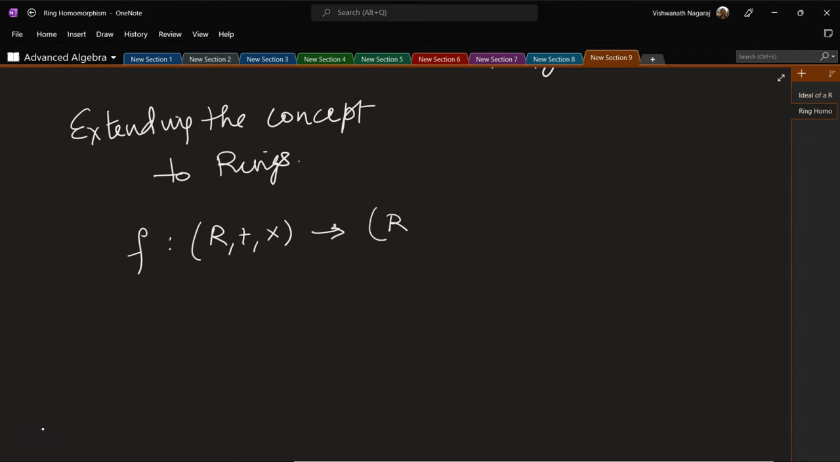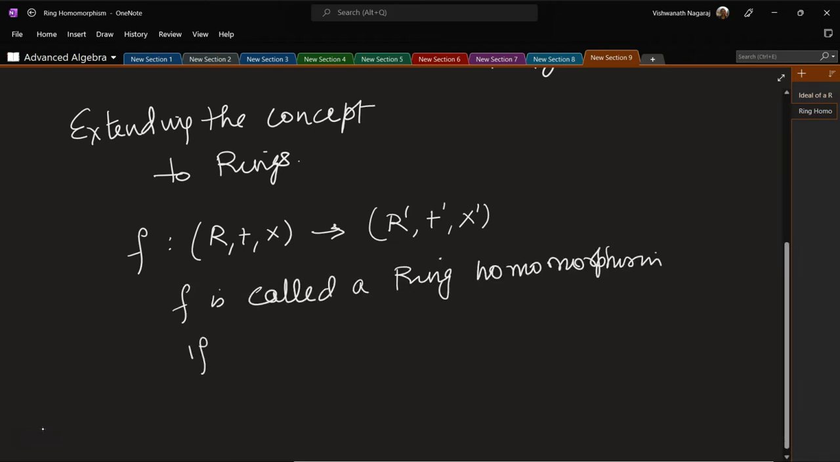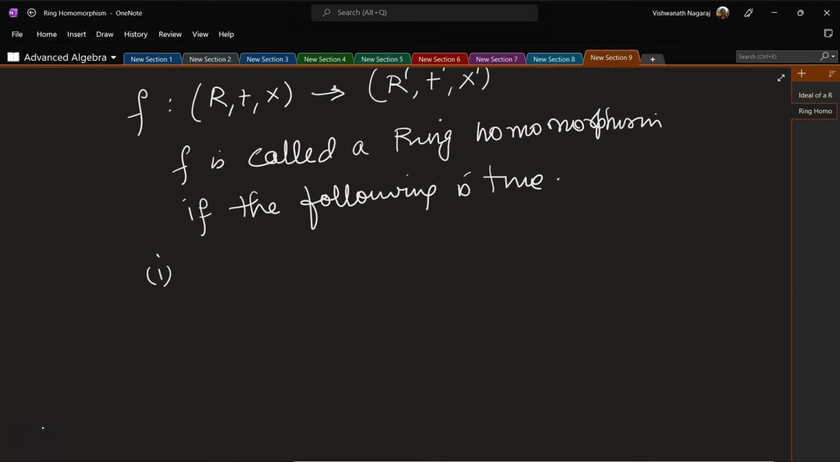to another ring R prime with maybe the same operations or maybe two other operations, some other operation. Then F is called a ring homomorphism if the following is true. So what are the conditions that have to be satisfied? F of x plus y is equal to f of x plus, now this plus is from the codomain, the other ring, plus prime f of y.